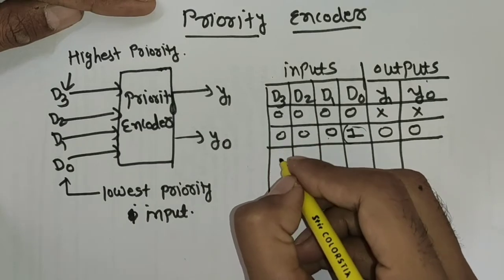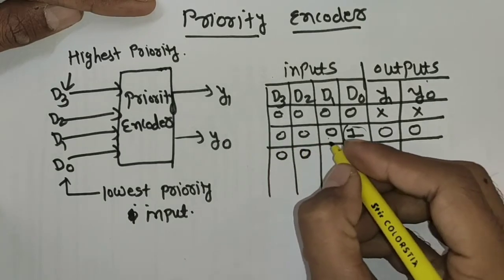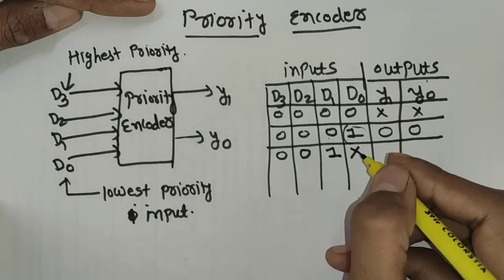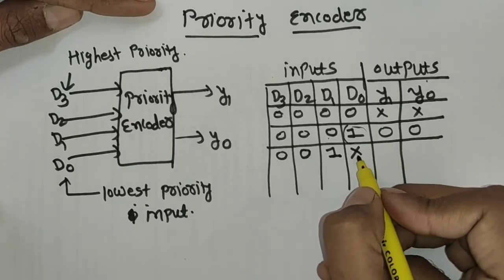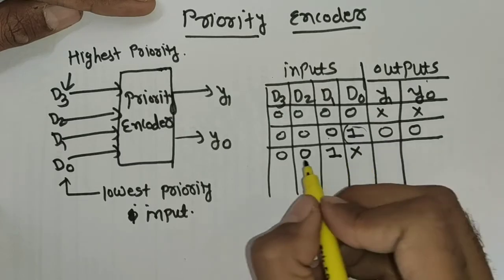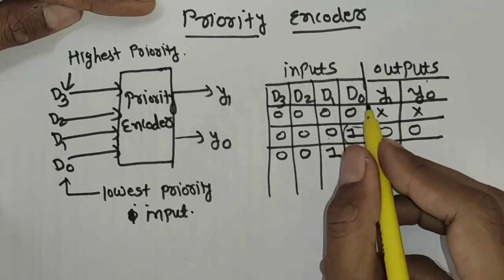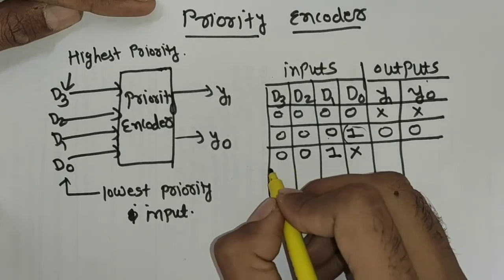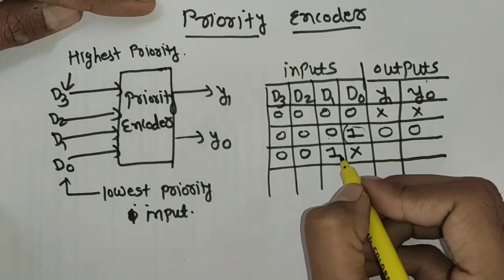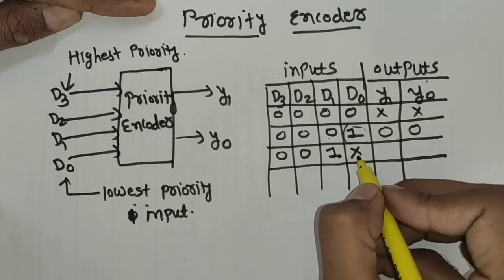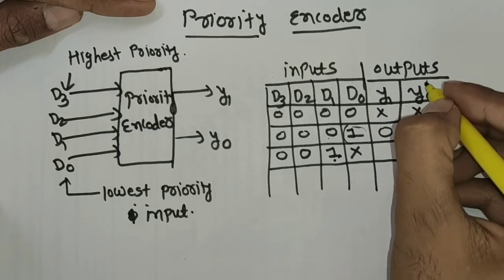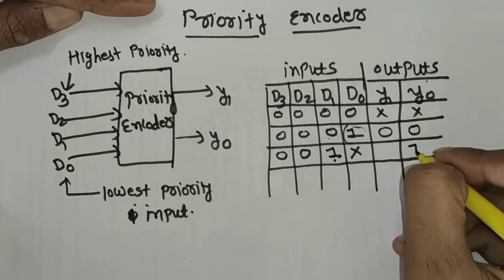Now the next possible combination: D3 is 0, D2 is 0, D1 is 1 and D0 is either 0 or 1, which means we represent it as don't care. If D0 is 0, the input signal is 0 0 1 0. If D0 is 1, the input signal is 0 0 1 1, but in both cases we get the same output, because D1 has a higher priority than D0, right? So D1 is the highest priority, so we consider this input, and according to it we get the output. The weightage of the first bit is 1, so Y1 is 1 and Y0 is 0.